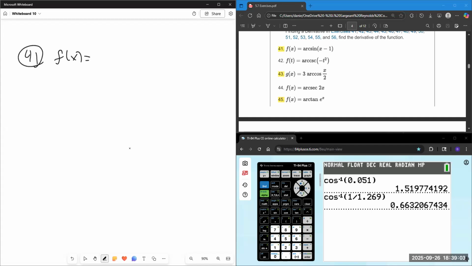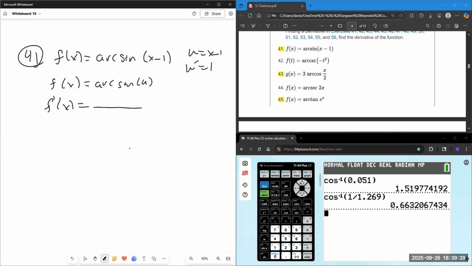f of x is arc sine of (x minus 1). So u is equal to x minus 1, u prime is equal to 1. f prime of x is u prime over root 1 minus u squared. It's 1 over root 1 minus (x minus 1) quantity squared.